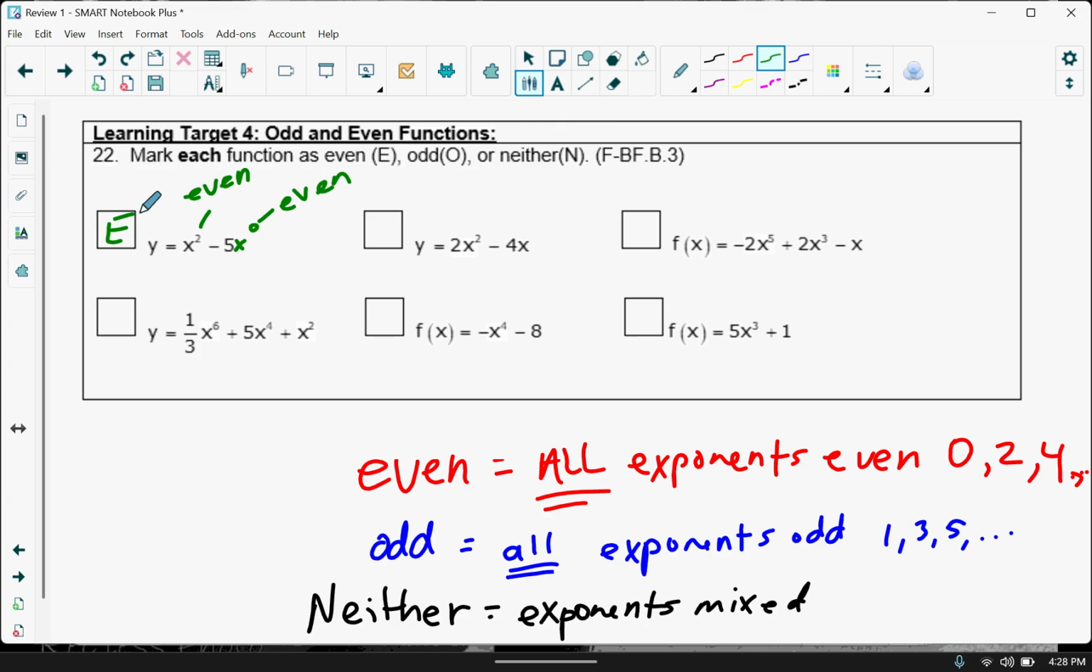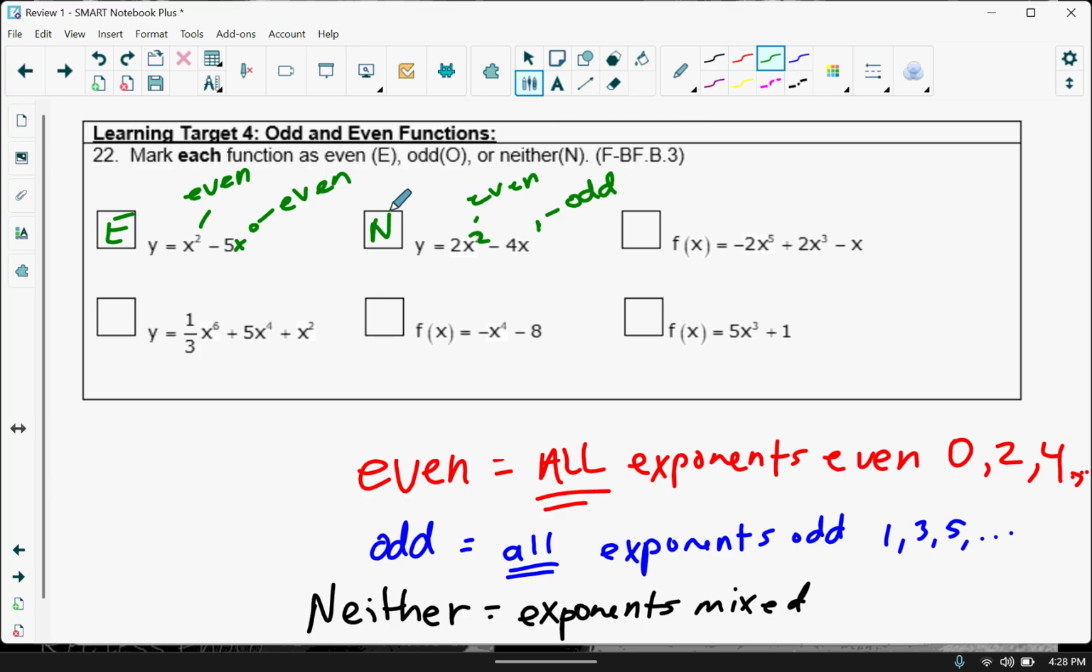Okay, second one to the right says y equals 2x squared minus 4x. First one has an exponent of 2, so that's even. Second one has an exponent of 1, but that's odd. So if the exponents are mixed, that's neither.